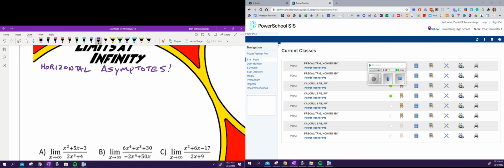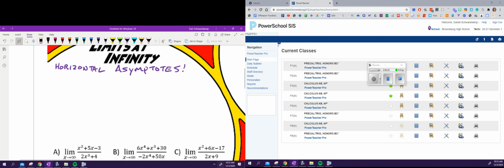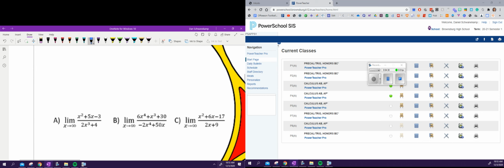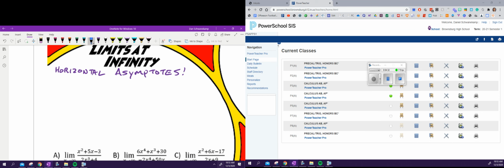Horizontal asymptotes are just what's happening with your graph as you go left and right. As you go all the way to the left and the right, what number are you approaching? That's a horizontal asymptote. So remember, you did this back in pre-calc. We did it again in calculus. But if it's problems like A, B, and C down below, you're looking at the numerator and the denominator.